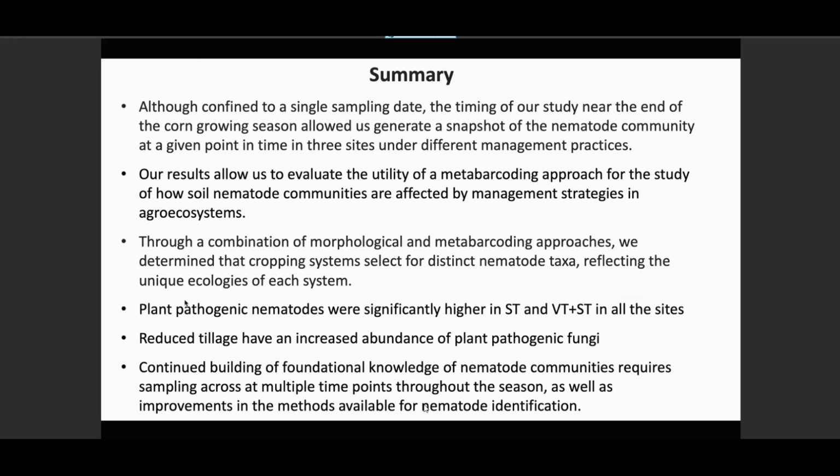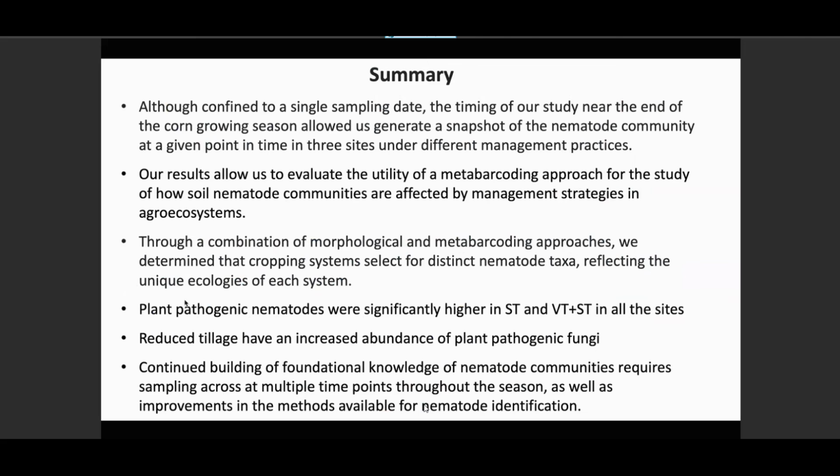And by using the combination of our morphological and metabarcoding approach, what we see here is that different management practices have differential impact on both the fungal and the nematode populations in our soils. And especially we see that plant pathogenic nematodes were significantly higher in the ST and VT plus ST treatments in all of our three sites. And the reduced tillage has an increased abundance of plant pathogenic fungi, which might relate to the higher incidence of root and stalk rot in the plant.